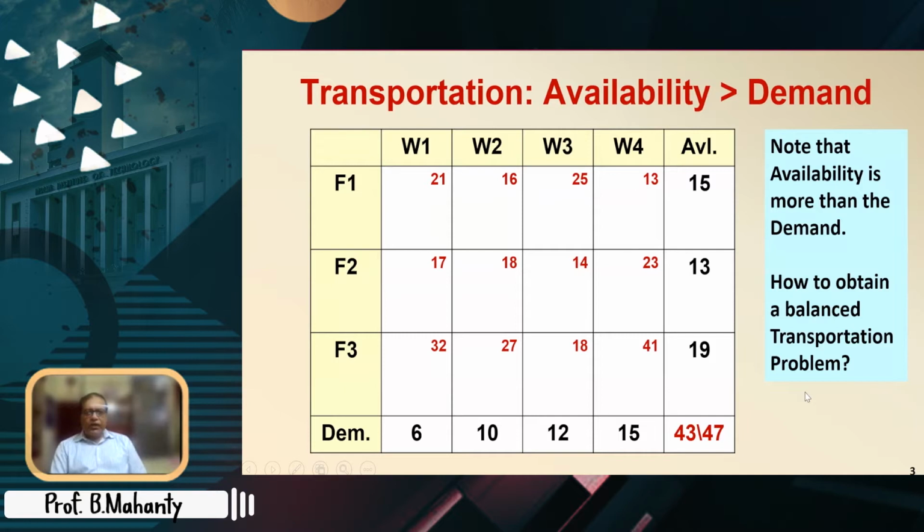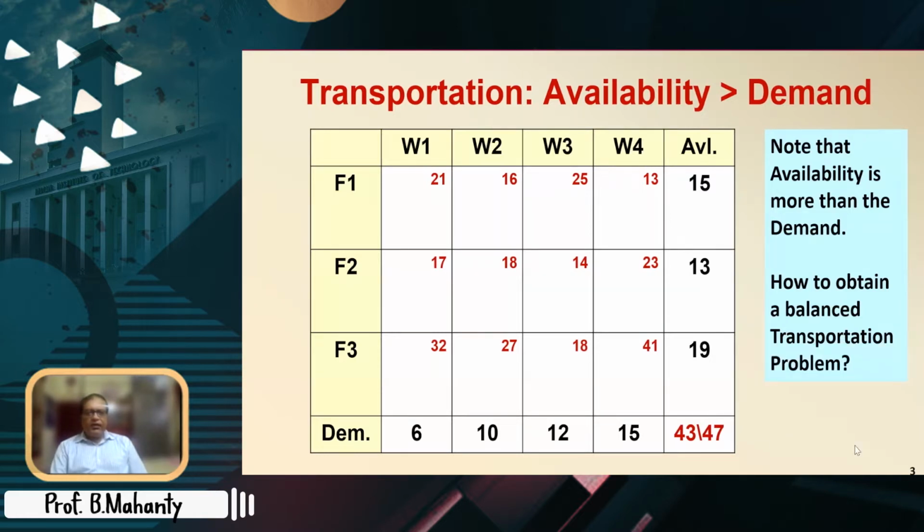So who should answer how to obtain a balanced transportation problem? What should we do? Because the transportation problems are defined only for the balanced case, where demand and availability figures are equal. So how do we really bring it to a balanced problem first? What should be done?